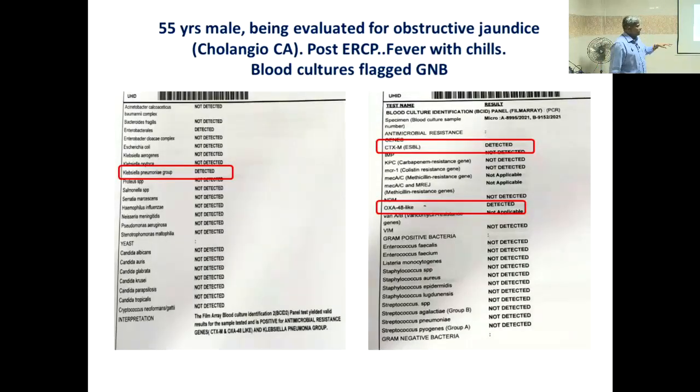This is a patient with obstructive jaundice who underwent an ERCP and was found to have some CBD growth. Post ERCP, this patient went into a sepsis-like episode, fever with chills, and the blood culture flagged gram negative. So if it is the case here, you leave the molecular report aside. What would you guys use? Piperacillin tazobactam. Probably if the patient is sick, you may think of imipenem or meropenem.